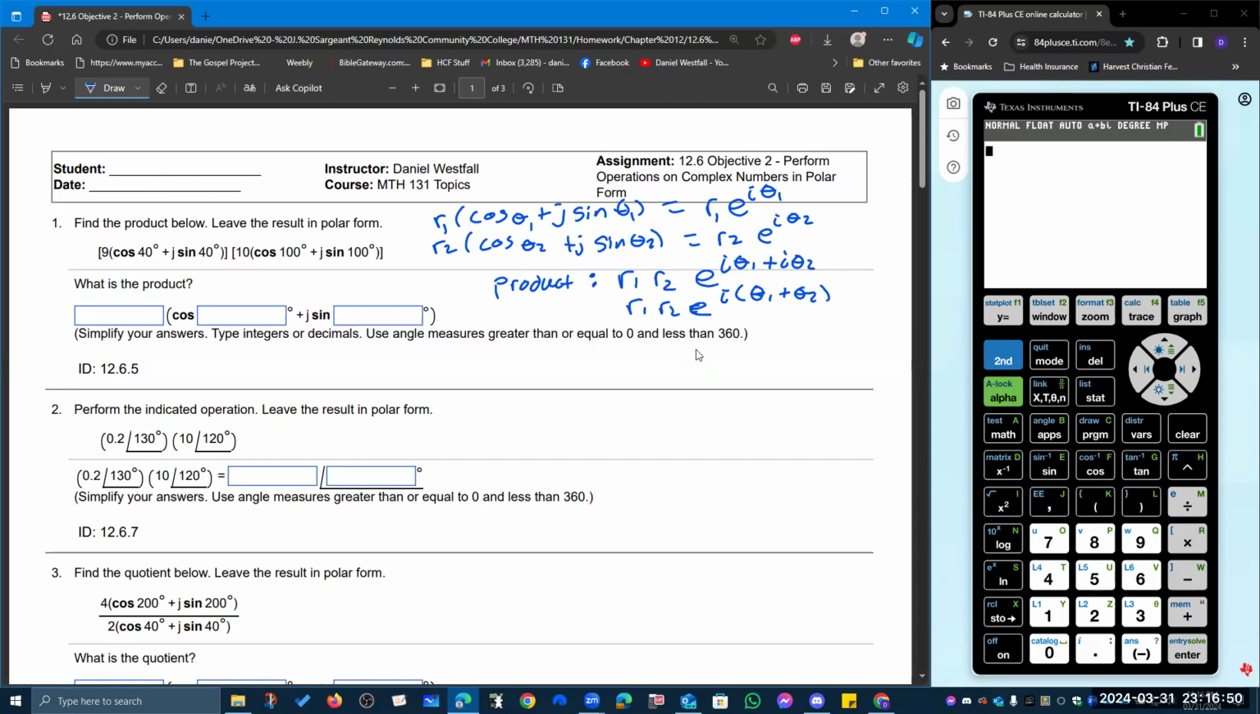So I'm going to write this back in this polar form that we're used to, but I'm just going to take r1 times r2, 9 times 10 is 90, and then I'm going to add theta 1 to theta 2, and I get 140 degrees. That's how easy it's supposed to be. 2 tenths times 10 is going to be 2. Theta 1 plus theta 2 is going to be 250.